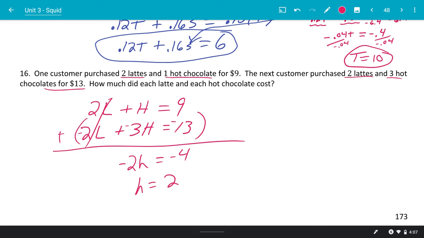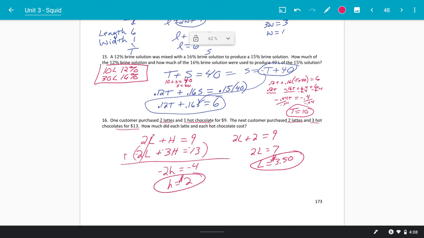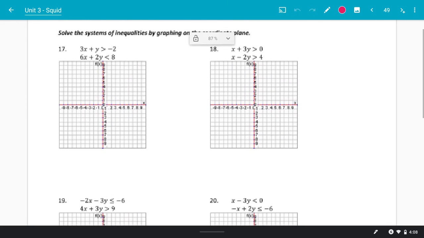So the hot chocolates are $2. So I got to plug that back in. So I got 2L plus 2 equals 9. So 2L equals 7. L equals 7 halves, or $3.50. So the lattes are $3.50 and the hot chocolates are $2. Last 4.